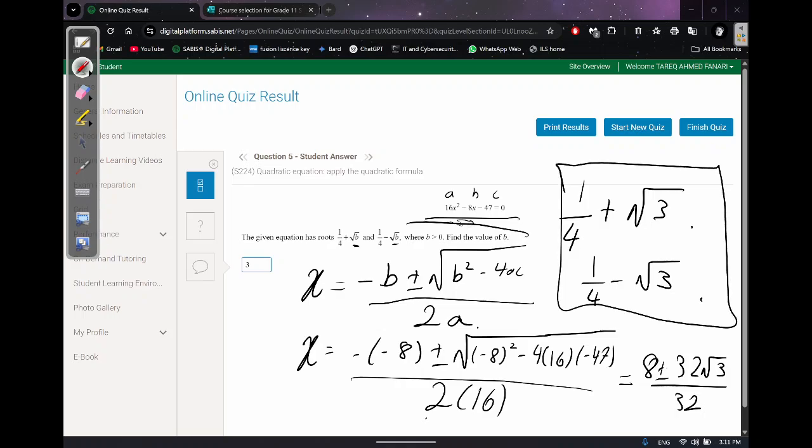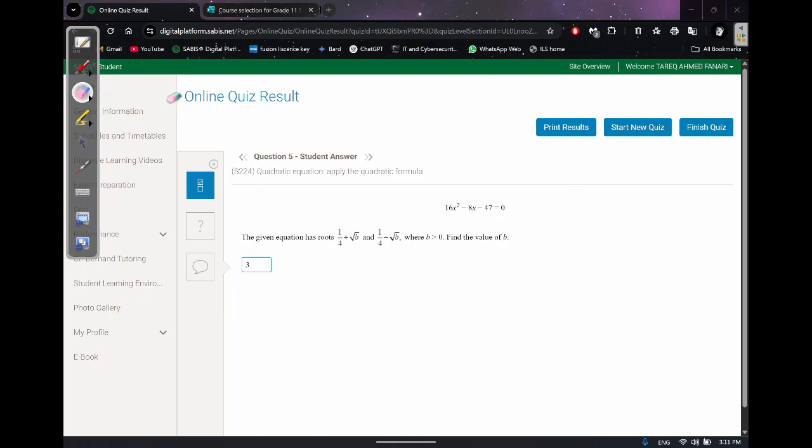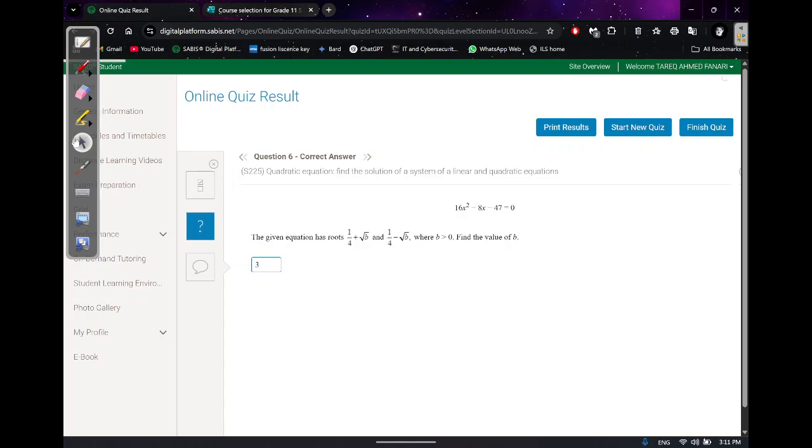Okay, alternatively, most of you will solve it on the equation solver, but some of you don't have it again. So here b is equal to the radical, which is 3 in this case. B equals 3. Okay, question 6. If I can erase this, question 6.